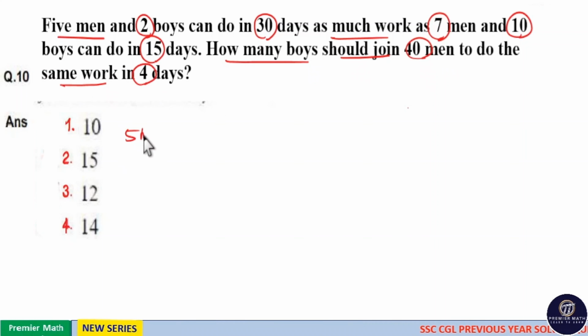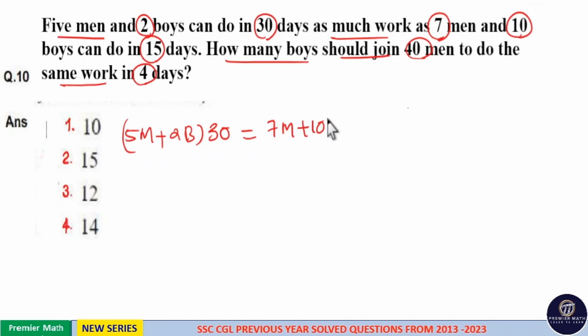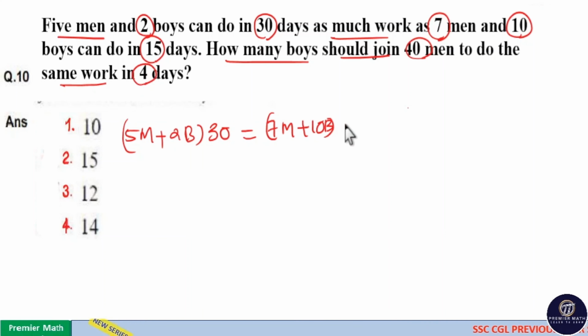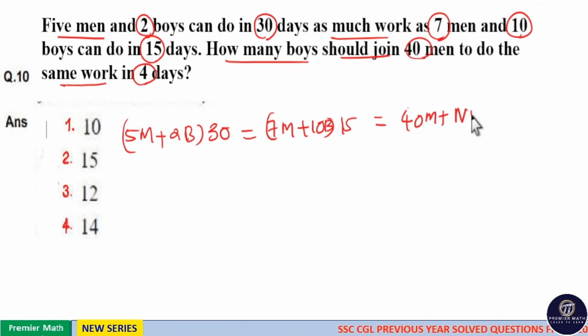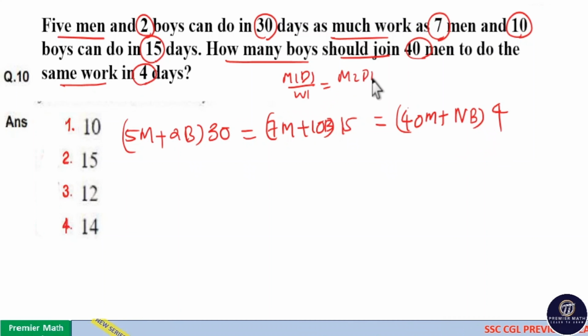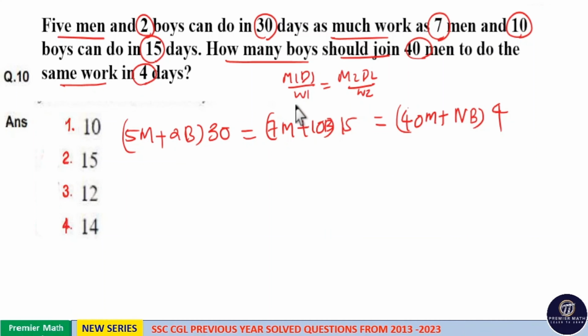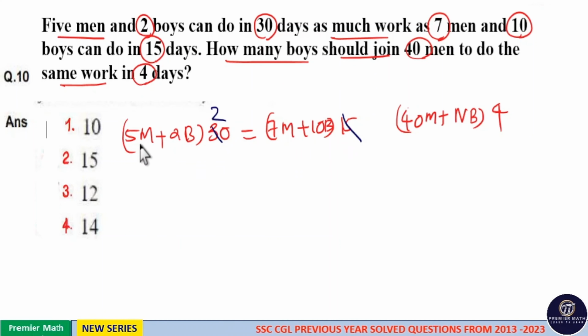Here 5 men and 2 boys can complete a work in 30 days. Now the same work can be done by 7 men and 10 boys in 15 days. Now the same work can be done by 40 men and some number of boys. I'll take it as n number of boys in 4 days. Here this is like m1 d1 by w1 is equal to m2 d2 by w2. Men into number of days divided by total work. Here work is the same, so the denominators cancel each other. Now I'll take these two equations first. 15 goes 2 times in 30. 5 into 2 is 10.